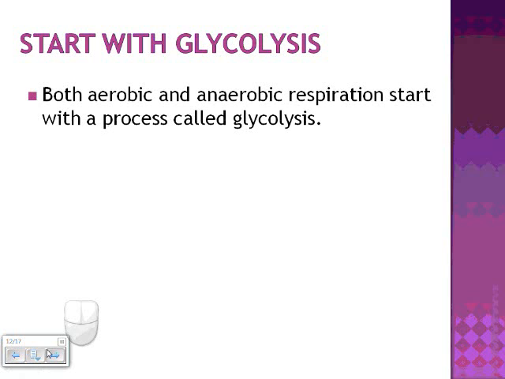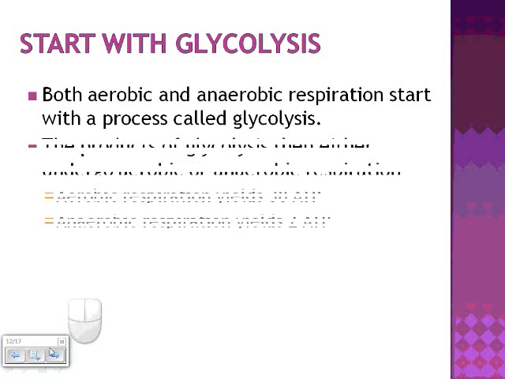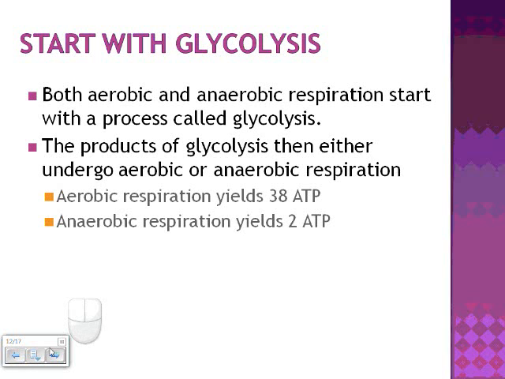So if we look at glycolysis, glycolysis is going to be the first stage in aerobic and anaerobic cellular respiration. All right? It's what comes out of glycolysis that's either going to move on to aerobic or anaerobic. And like we said, aerobic gives us 38 ATP total, anaerobic just 2.